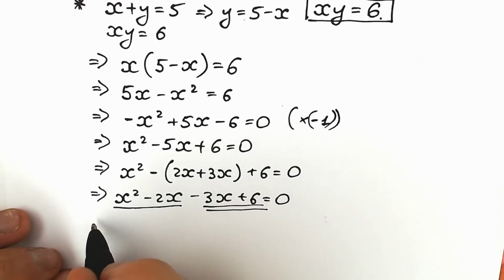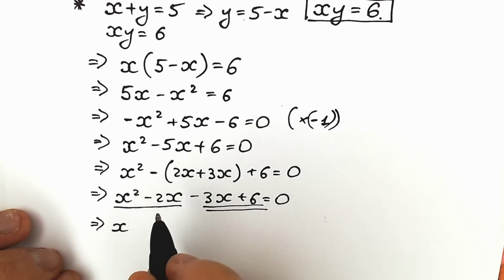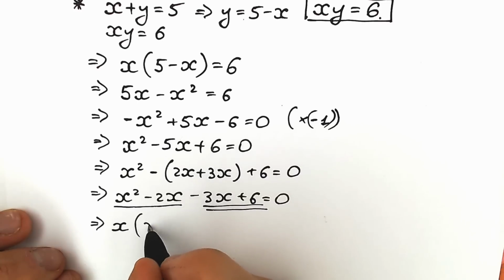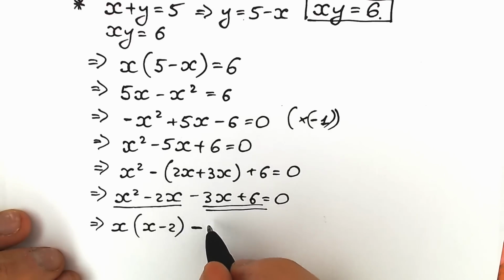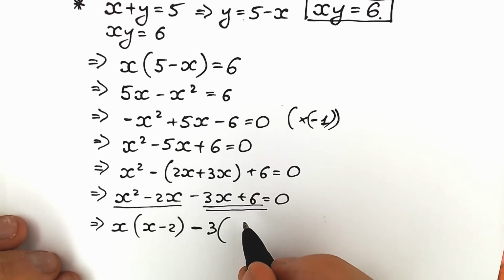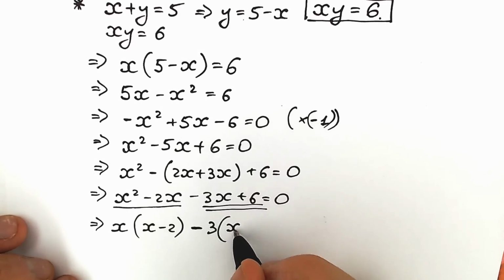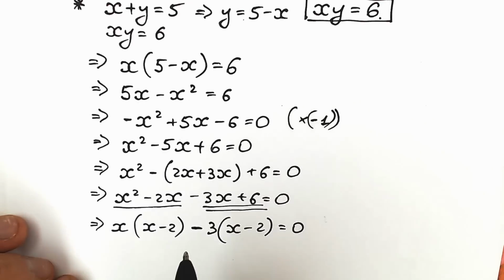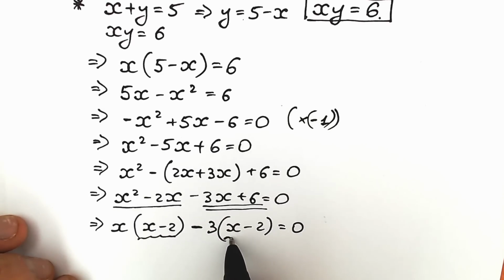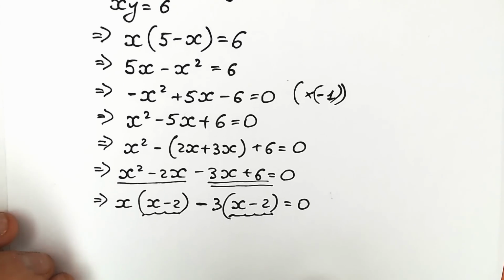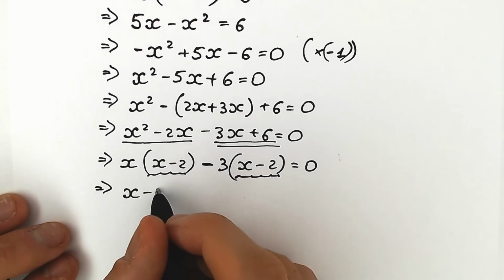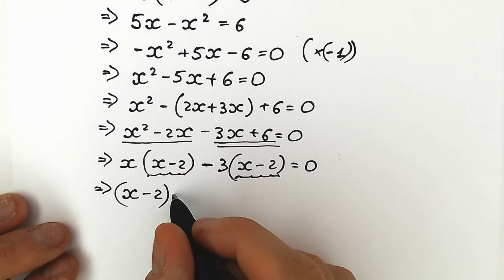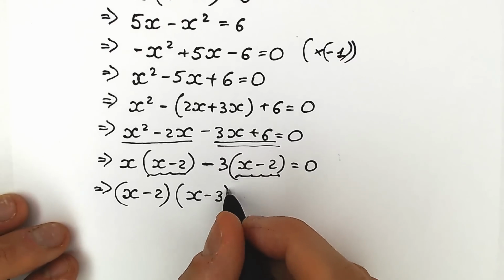So as a result, what do we have right here? We have our x, and in parentheses we have x minus 2, and right here we have minus. Let's factor from here our 3, and in parentheses we have x minus 2 as well. Right now we have x minus 2 right here, we have x minus 2 right here, so let's factor our x minus 2. Okay, so we have right here x minus 2, and right here we have x minus 3 equal to 0.